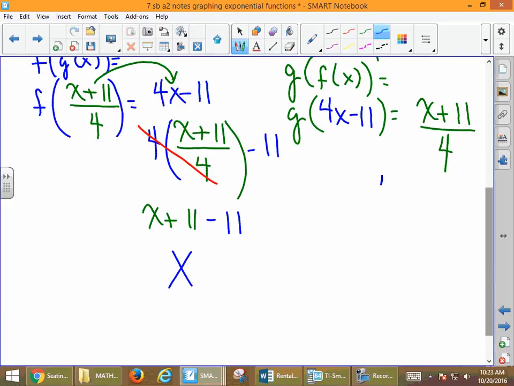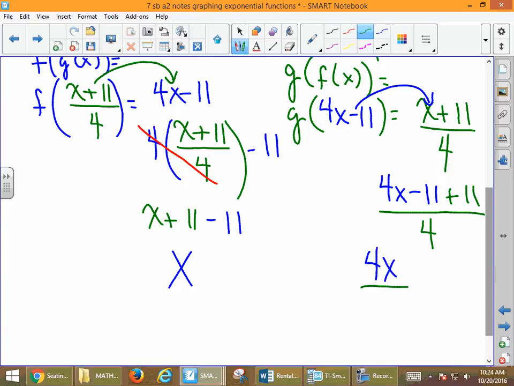So it's 4x minus 11. That's going to go in for our x plus 11 divided by 4. Don't skip steps. The first thing that we need to deal with is the minus 11 and the plus 11. What does negative 11 plus 11 equal? 0. They cancel out. So now what we have is 4x divided by 4. Don't skip that step.